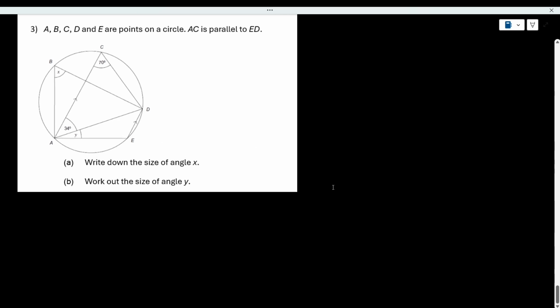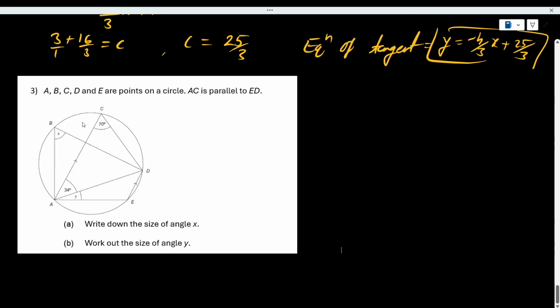This is to find out the unknown angles. Always remember you have to go from known to unknown. What is given here? A, B, C, D and E are points on the circle. AC is parallel to ED. So always read the question carefully. Now whenever there are parallel lines, all the theorems related to parallel lines cut by a transversal, you can use. Now first thing, 70 degrees known, 34 degrees known, right?